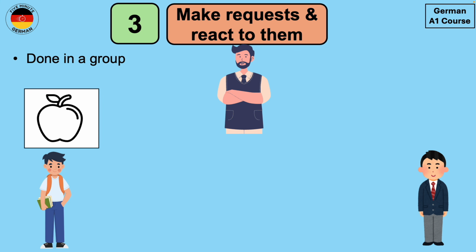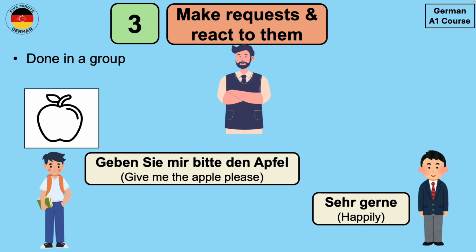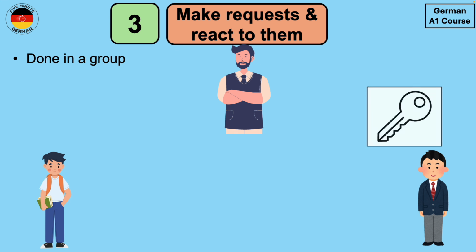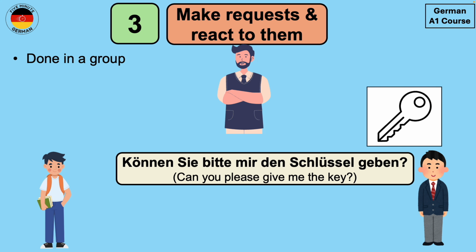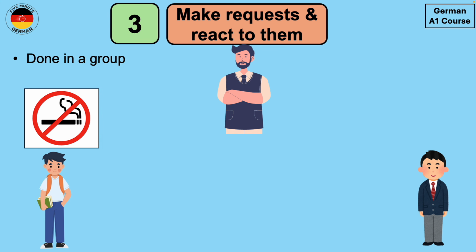Then you can make a request to the other person by saying, Geben Sie mir bitte den Apfel. Give me the apple, please. And the other person can answer by saying, Sehr gerne, happily. Then the other person will receive a card with an image of an object on it, and he or she will have to make a question. So for example, he makes a question, Können Sie bitte mir den Schlüssel geben? Can you please give me the key? And you can answer it by saying, Ja, hier bitte. Yes, here.